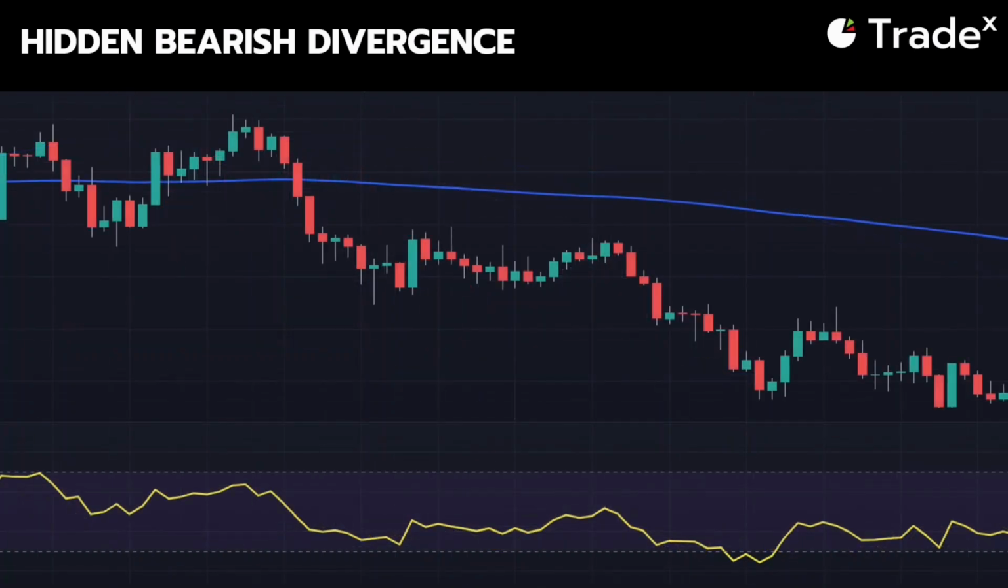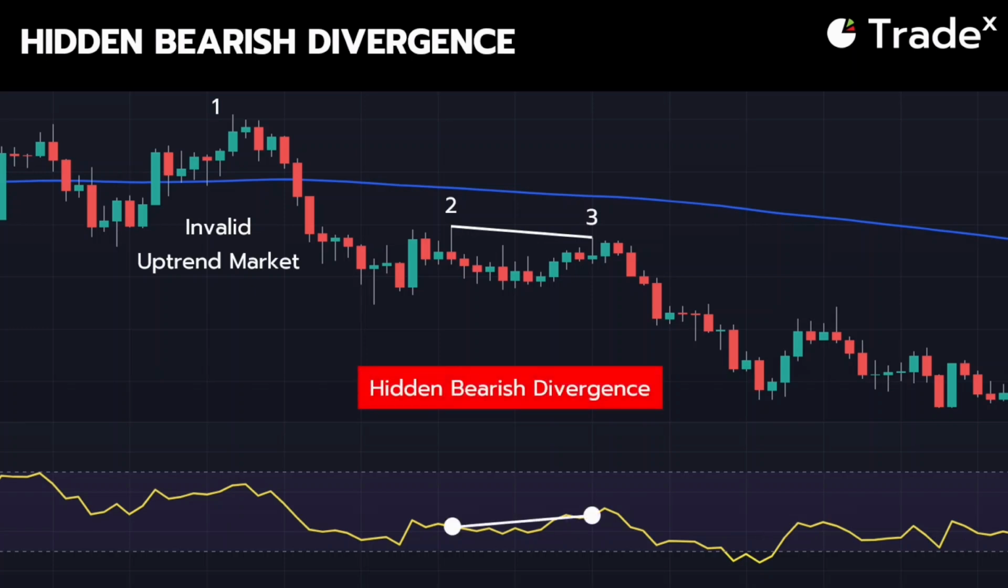Our final example involves three highs as shown on the chart. The first high is considered invalid because the price is still above the moving average, indicating that the market has not yet confirmed a downtrend. At points 2 and 3, the price forms a lower high, indicating a potential continuation of the downtrend, while the RSI shows a higher high. This creates a complete hidden bearish divergence. To initiate a short trade, wait for the price to drop below the recent support level and set a new low, thereby confirming the persistence of the bearish trend.